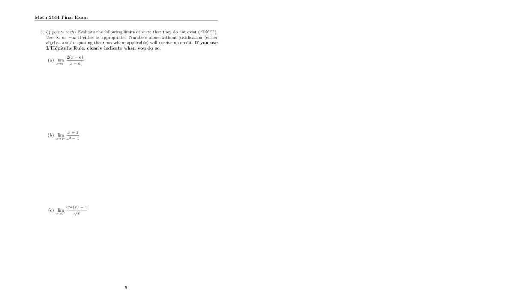Okay, so for our next problem, number 3, starting with part A, we're going to evaluate the following limits or state if they don't exist. Numbers alone without any justification or theorems will receive no credit. If you use L'Hopital's rule, clearly indicate when you do so. So we have the limit as x approaches a from the left of 2 times x minus a over the absolute value of x minus a.